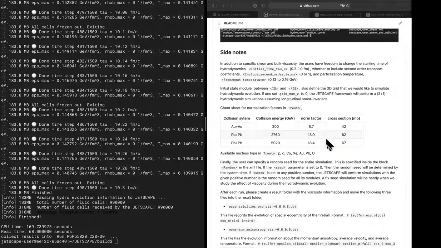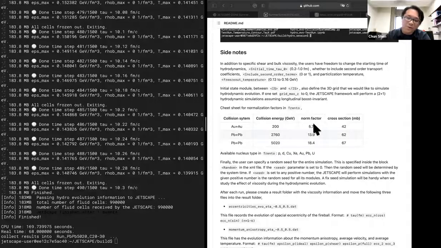For uranium, it's not written here. Usually you'd expect this normalization factor to be the same for a given collision energy. So if you run different species, say deuteron-gold or copper-gold at 200 GeV, you would use the same normalization factor. And for example, p-lead at the LHC, you also use the same as the lead ones.